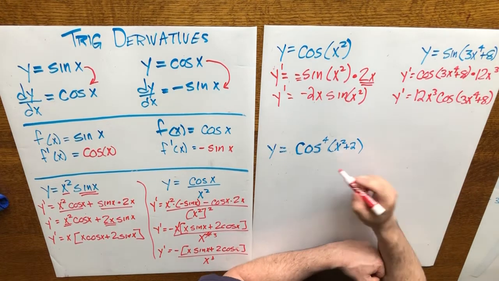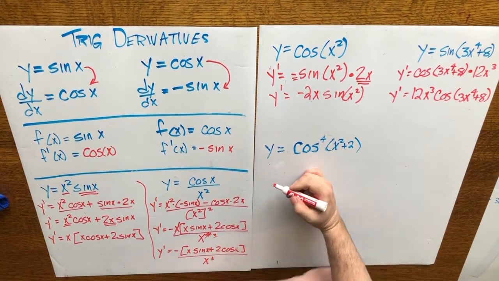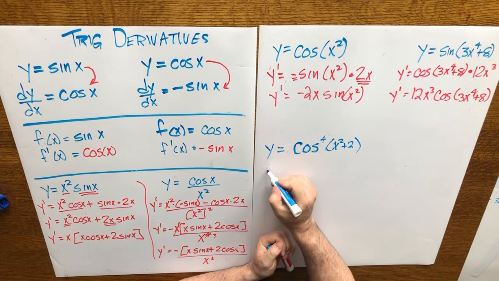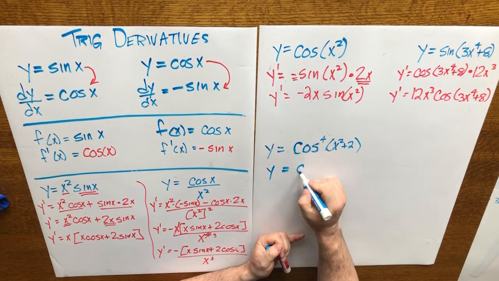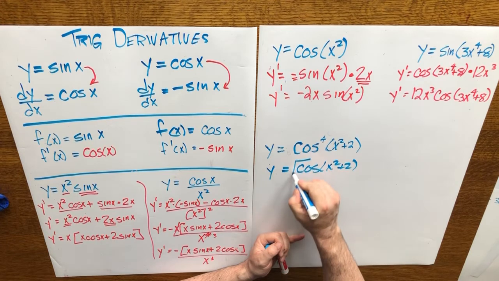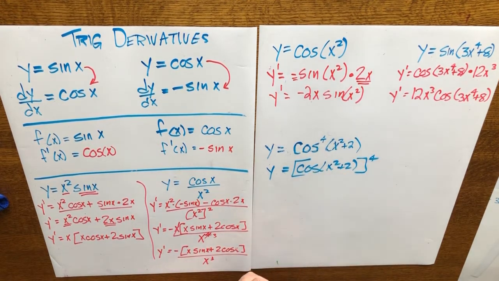This one is a lot more complicated because of this exponent 4. This means cos to the 4th. And in fact, we're going to write it as such. I'm going to rewrite this question so it looks like this, not taking the derivative quite yet. Cos of (x squared plus 2), and then a big square bracket to the 4th. That's what this means. Cos to the 4th means cosine of the argument all raised to the 4th.